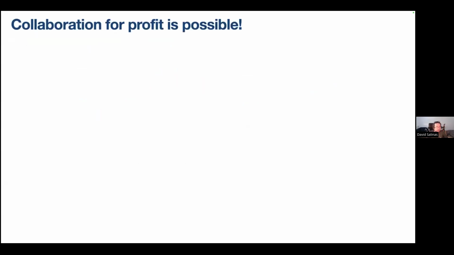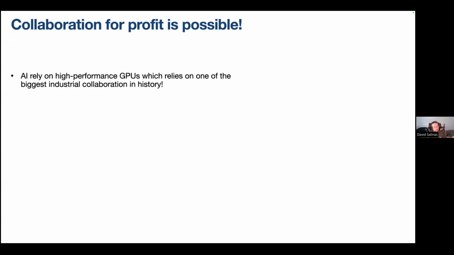And maybe at this point you're thinking, okay, that's nice, but it's a for-profit thing. People need to make money; they can't collaborate. So I just want to give one big counter-example. AI relies on high-performing GPUs, and this relies on one of the biggest industrial collaborations in history. So maybe you can think about it for a few seconds.